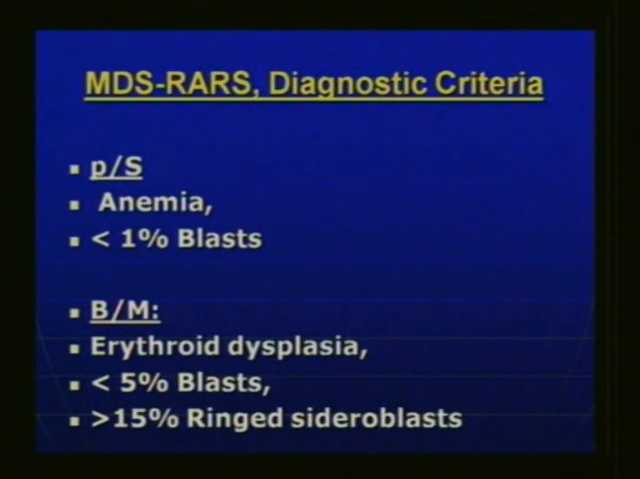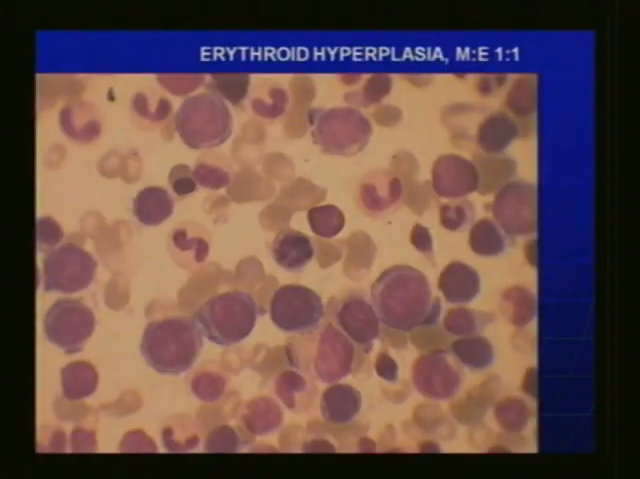In contrast to the diagnosis of refractory anemia, MDS-RA, the MDS-RA-RS has similar pictures. Again, in the peripheral blood there is less than 1% blasts, and the bone marrow usually has erythroid hyperplasia with dysplasia, and the blasts are less than 5%. But the most important thing is if the iron staining shows more than 15% ring sideroblasts. So that makes the diagnosis of MDS-RA-RS.